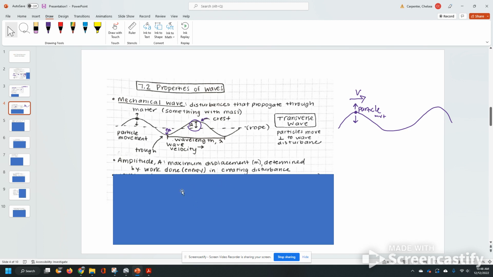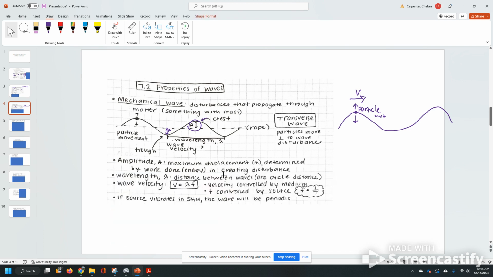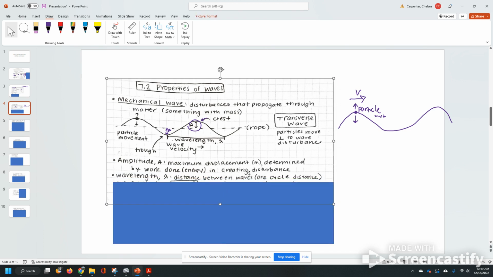Amplitude, that maximum displacement, is determined by the work done in creating the disturbance. If you think about it, we're talking about the ocean still. Let's say there's an earthquake. That amplitude is going to be determined by the magnitude of the earthquake. The wavelength is the distance between waves, so one cycle distance, measured in meters.